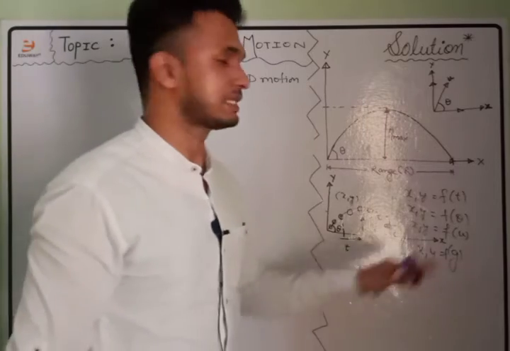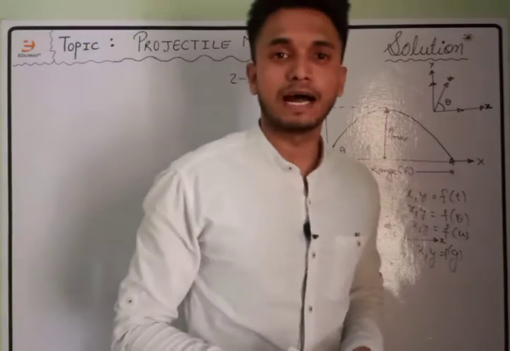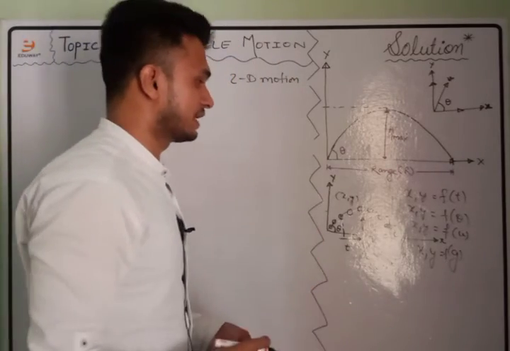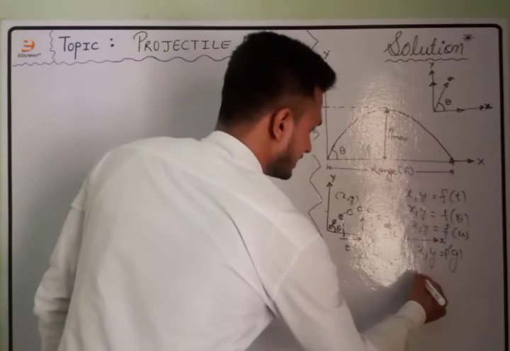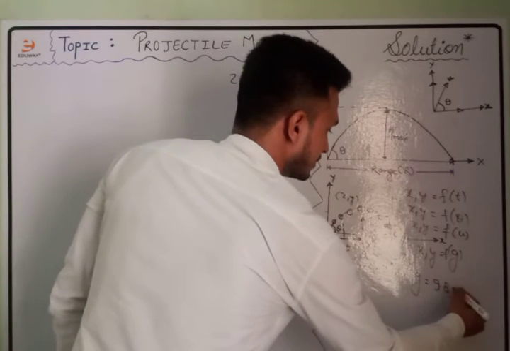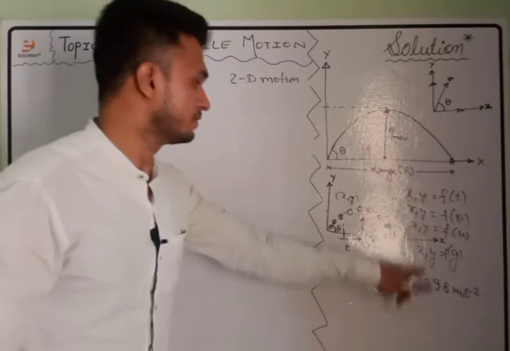However, gravity will remain the same. We all know that near the surface of the earth, the value of gravity remains the same. And for simplification, we will take g equals 9.8 meter per second square. So this is the value of g that we are going to take.